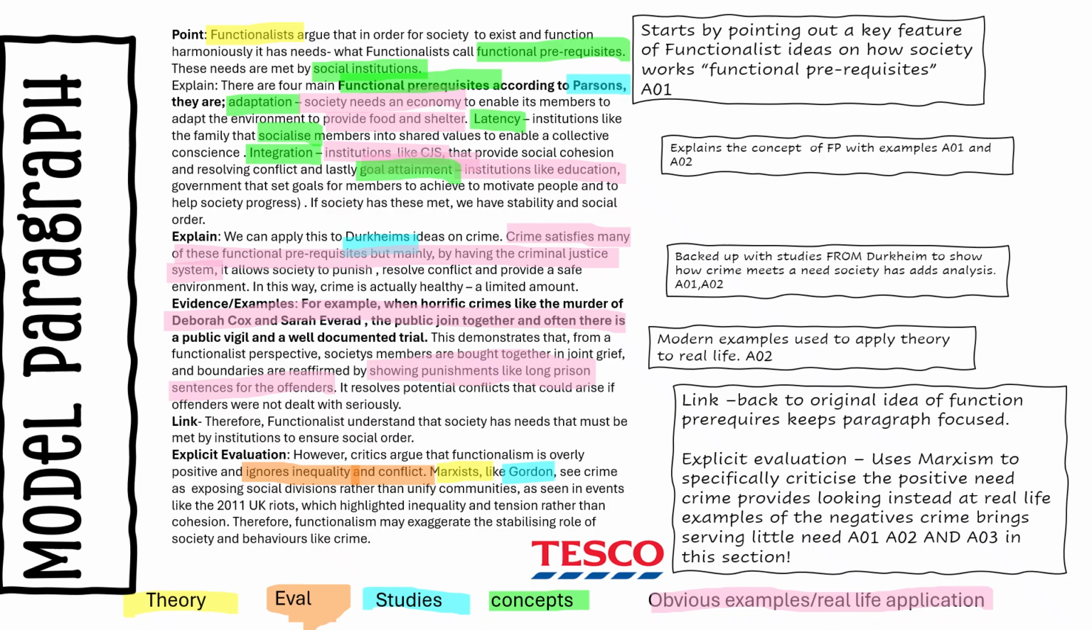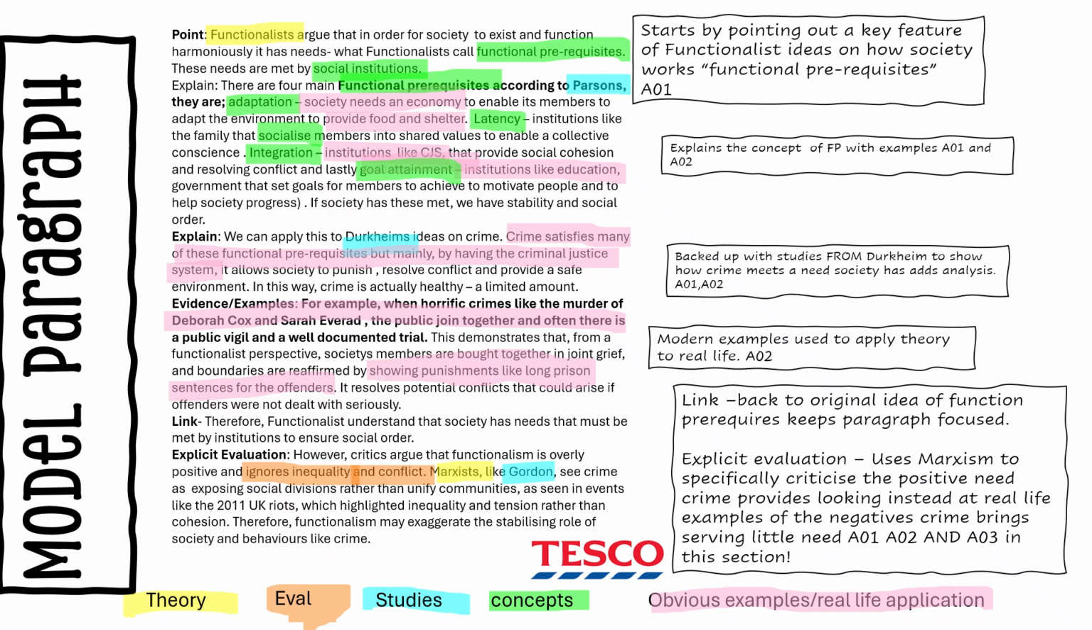Here I'm going to back it up with some examples. For example, when horrific crimes like the murder of Deborah Cox and Sarah Everard happen, the public join together. There's often a public vigil and a well-documented trial. This demonstrates that from a functionalist perspective, society's members are brought together in joint grief.